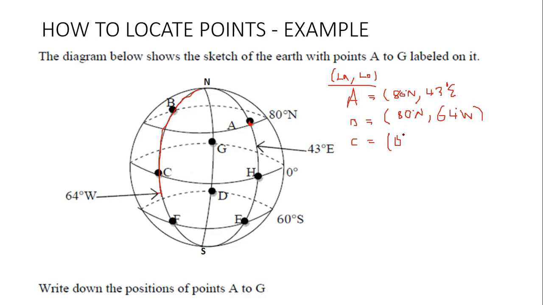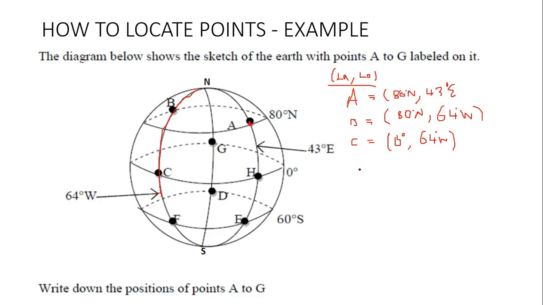Then we look at the longitude. The longitude will still be 64 degrees west. So please, I'm emphasizing. I don't need to check through everything, but the point is you have to say latitude, comma, longitude. So when you check this point, the latitude here is 0, then the longitude is this one, which is 64, hence that one.